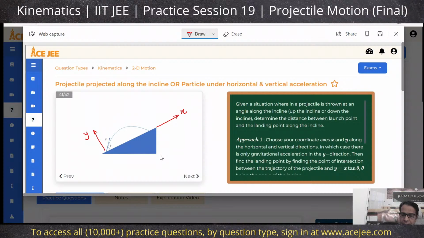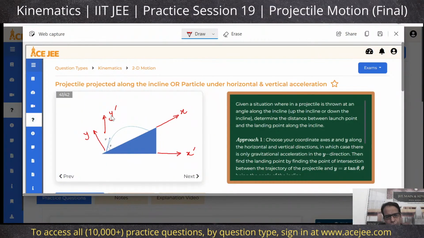Or you can continue to keep your x along the horizontal and y along the vertical. Whether you choose the xy coordinate system or the x dash, y dash, both are equally good. But personally, I like the one where we have the x-axis along the incline. So let's talk about the two approaches. I'm going to briefly talk about the one where you take x, y along horizontal and vertical.